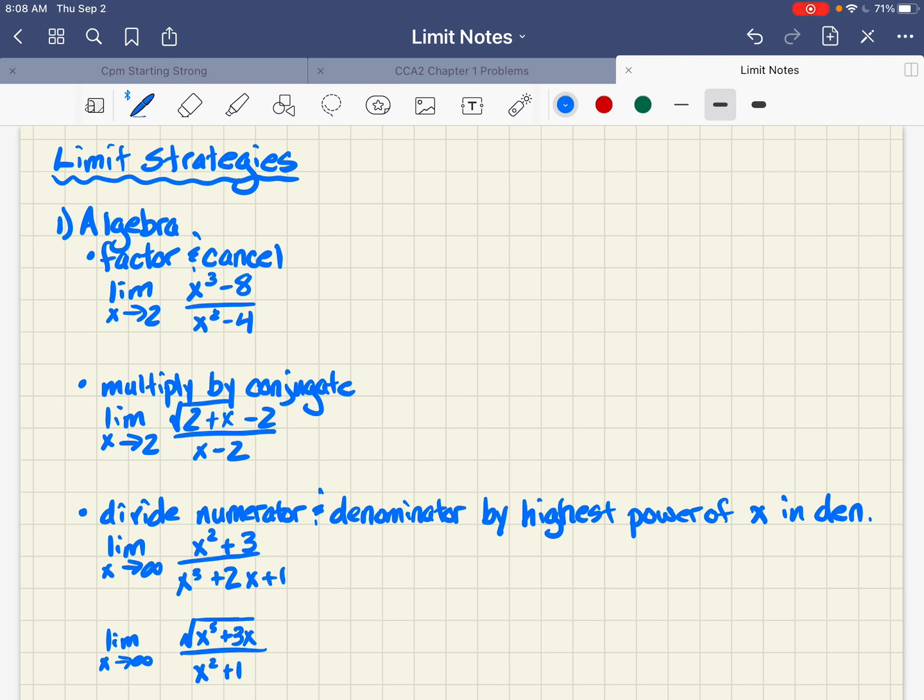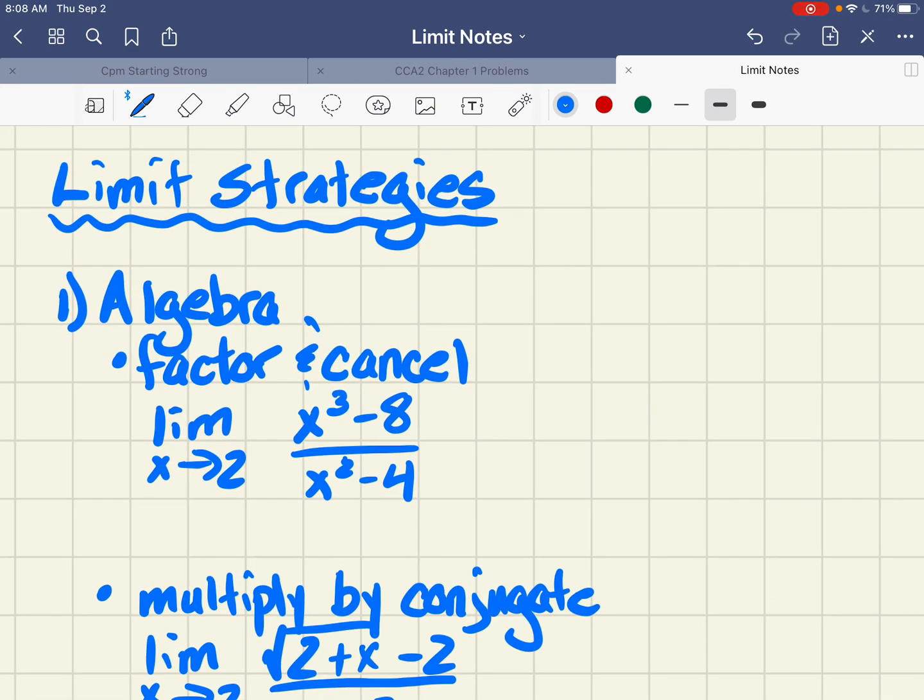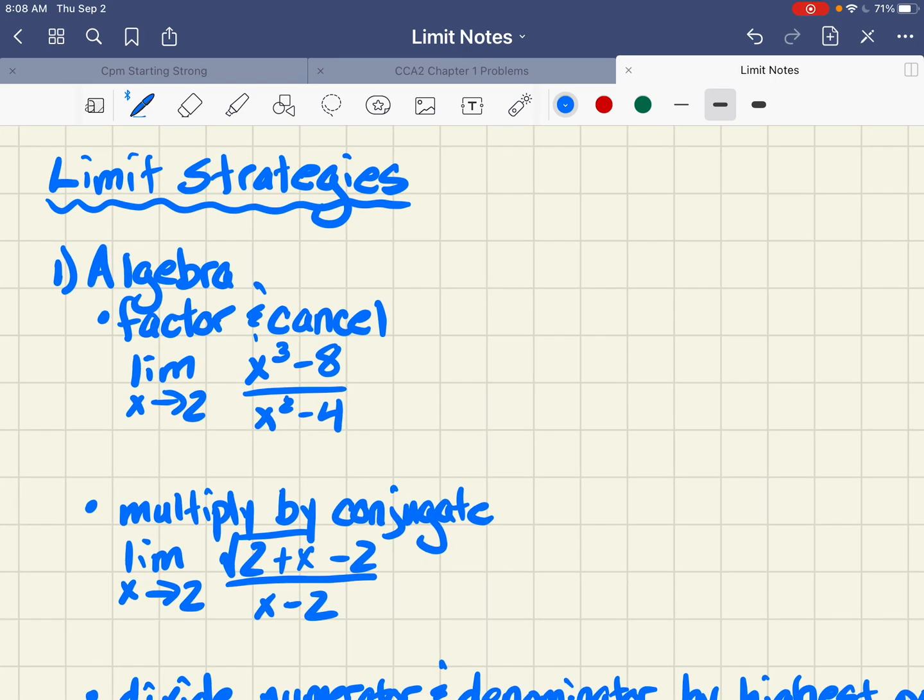Okay, here we go. So under algebra, probably the most straightforward strategy to use when you recognize you have an indeterminate form is if it factors. So this first example here, let's zoom in. If I directly substitute 2, 2 to the third minus 8 is 0, 2 squared minus 4 is 0, so we have 0 over 0, which is an indeterminate form. So one thing we can do is recognize that both of these expressions factor.